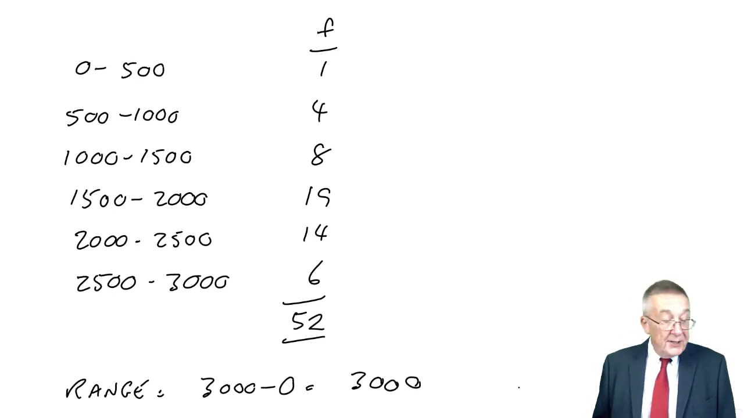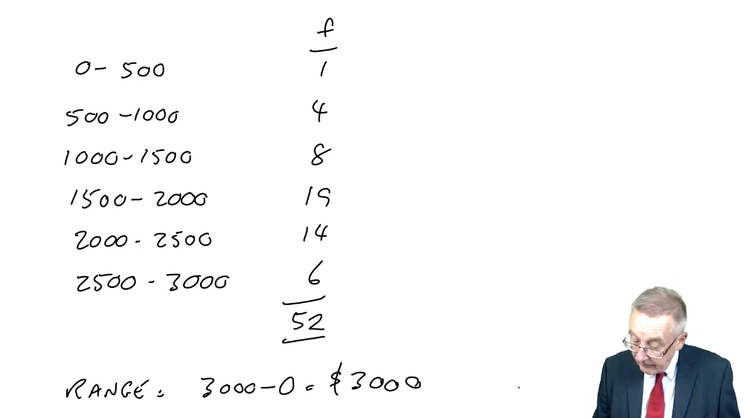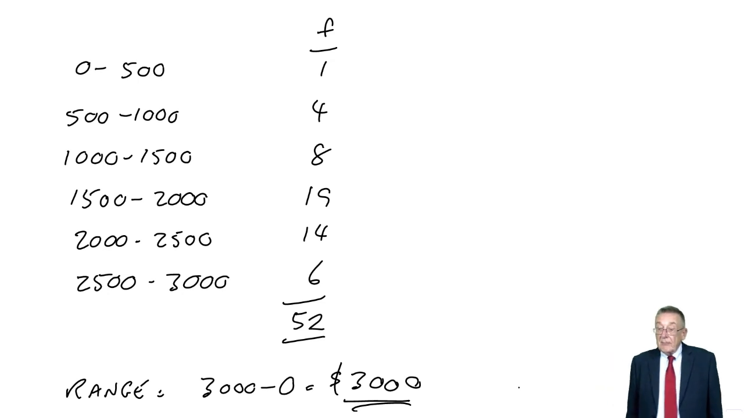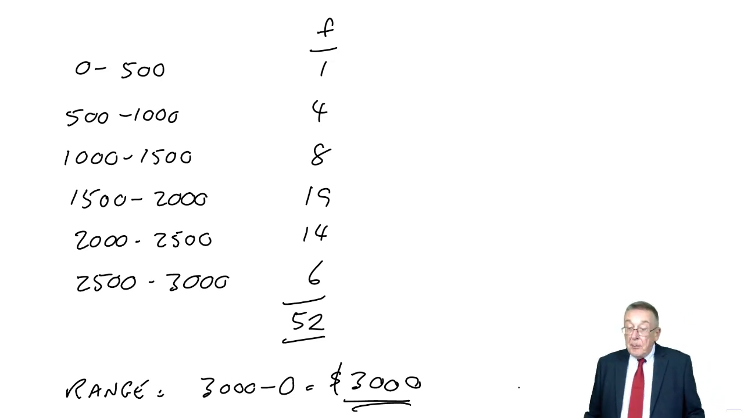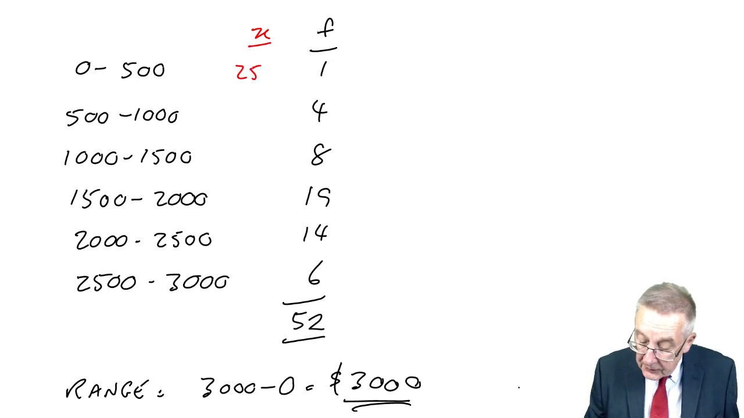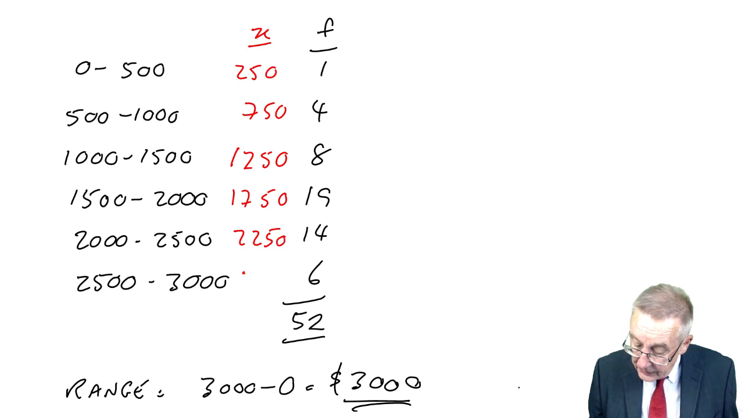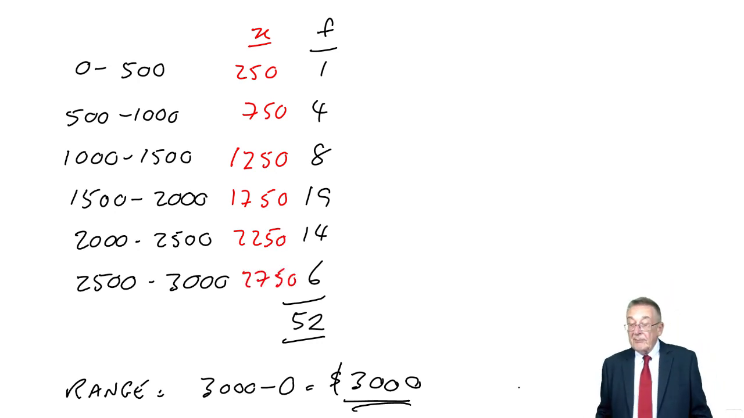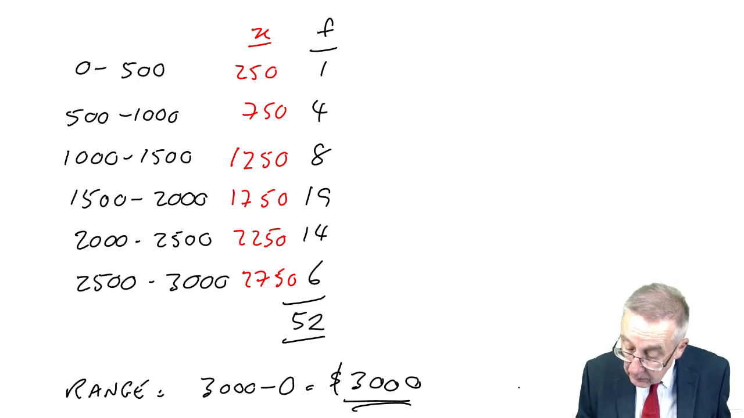So the range, we'd say, was 3,000, and here it's dollars. For all the others, we do what we did before. We let the midpoint represent the range. So 0 to 500 is 250, 750, 1250, 1750, 2250, 2750. And we carry on just as I did with the last example.